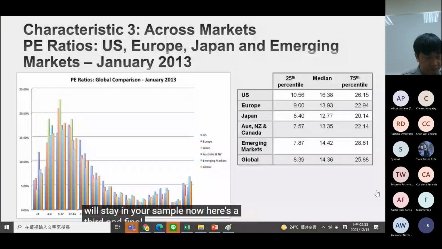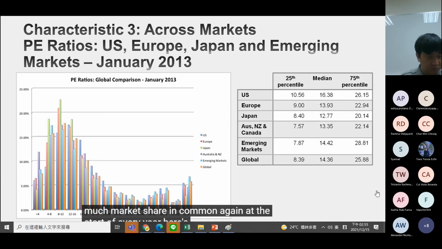Now here's a third and final characteristic I want to list about these multiples. Not only are they asymmetric, not only does it throw off the median and the mean and the difference between those two numbers, you look across the world, it's amazing how much markets share in common.